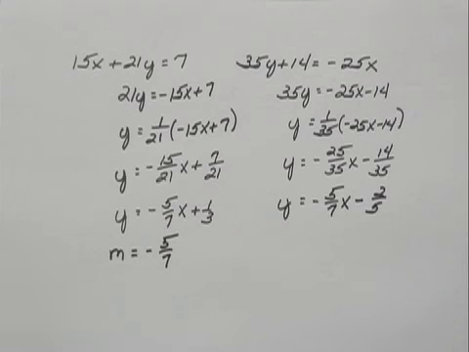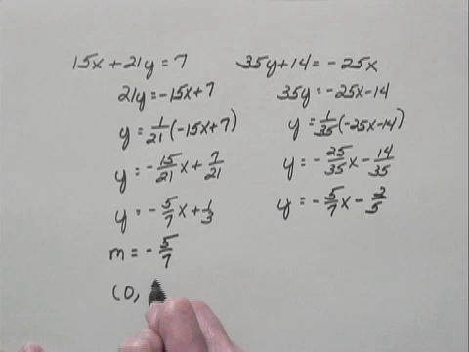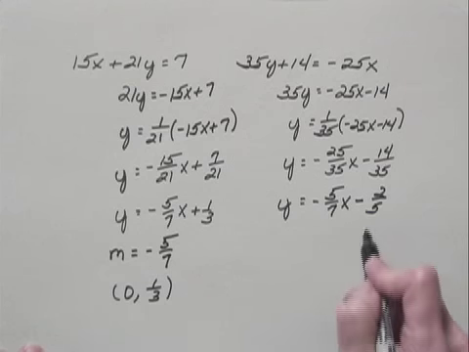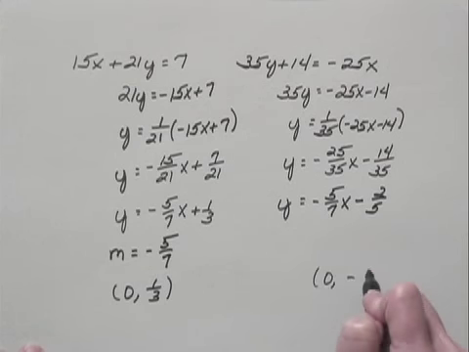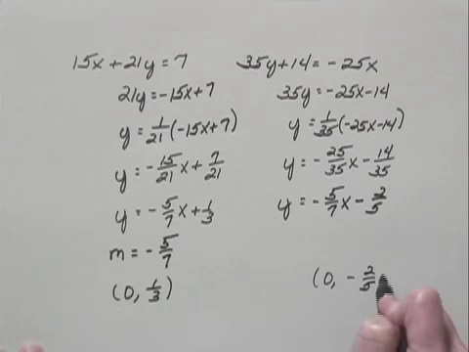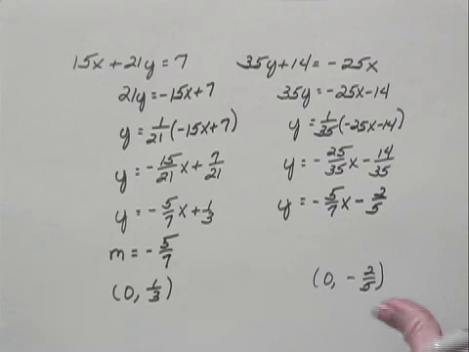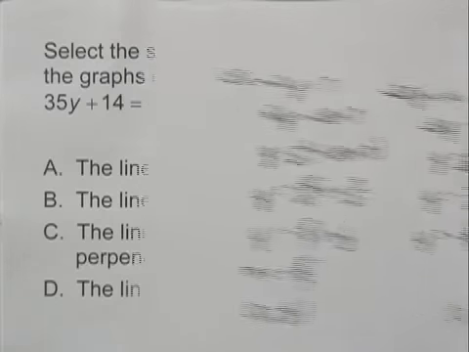So if their y-intercepts are different, they're parallel. If their y-intercepts are the same, they're the same line. And we see that the y-intercept for this line is 0, 1/3. And for this line, it's 0, negative 2/5. So the lines have the same slope and different y-intercepts. That tells me that they're parallel.